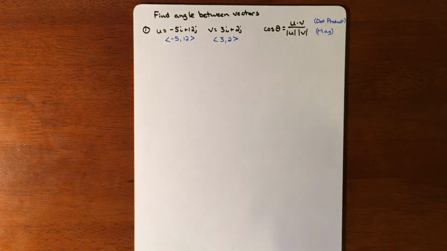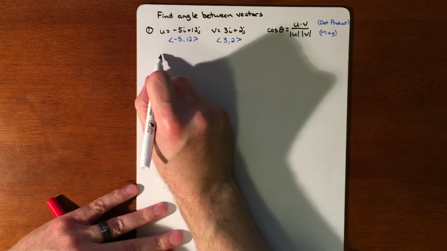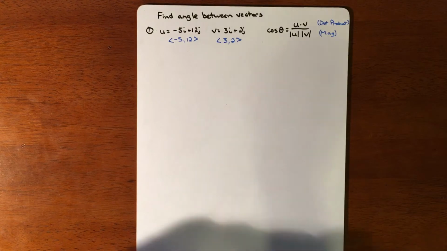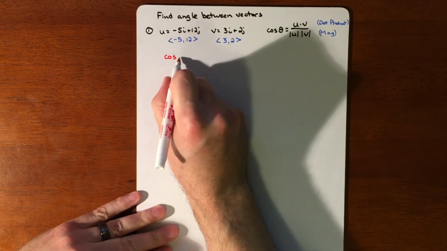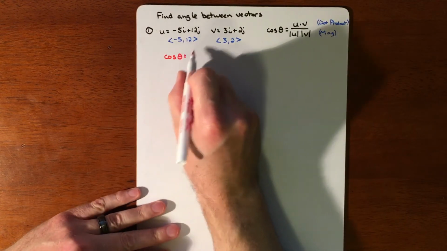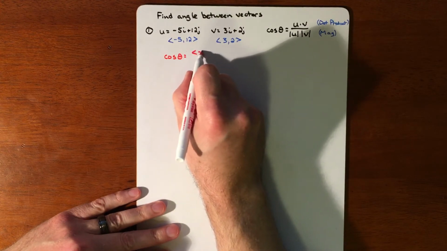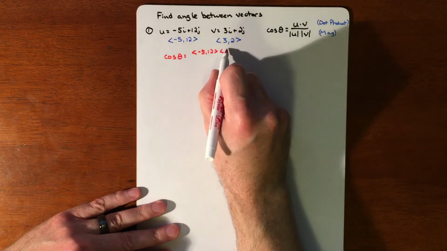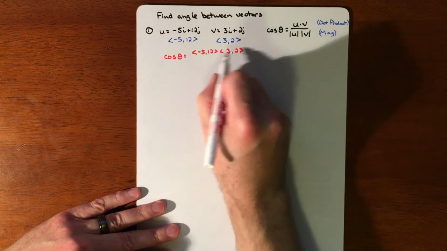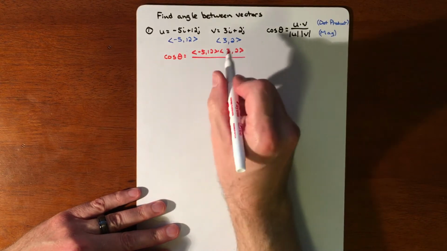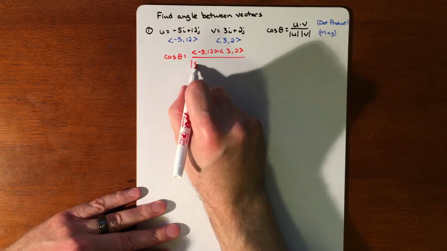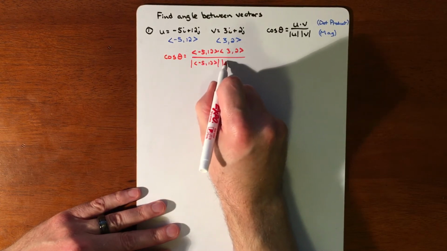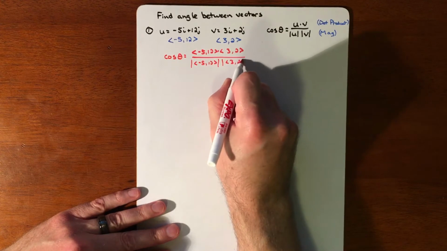So we're going to set up our formula. We're going to be doing cosine of theta. Let me do this in a different color. Cosine theta is going to equal the dot product between this and this. And then we're going to divide by the magnitudes. The magnitude of this and this.